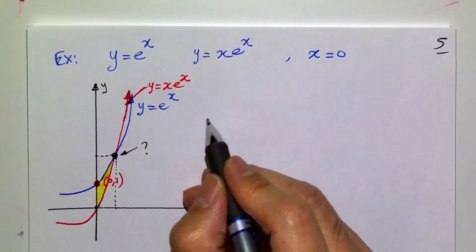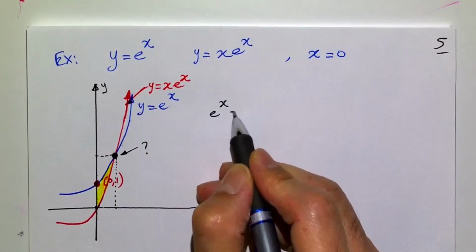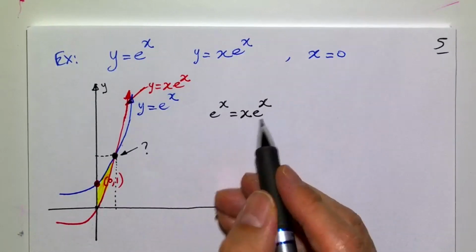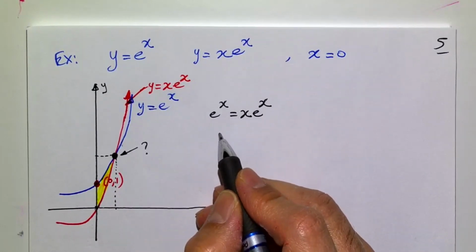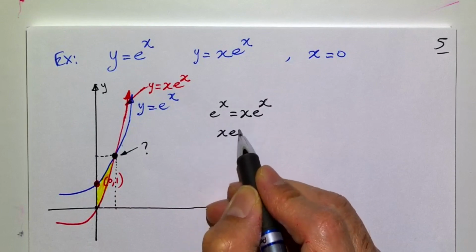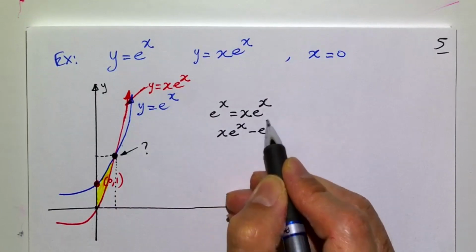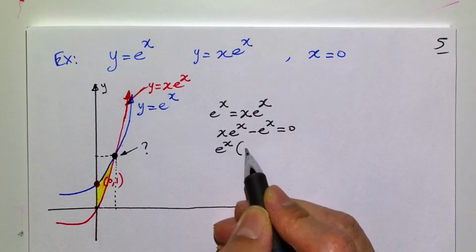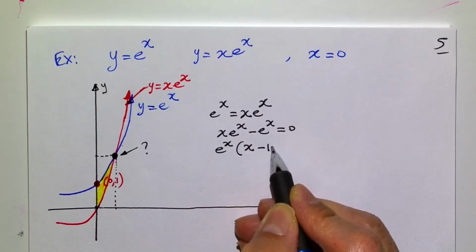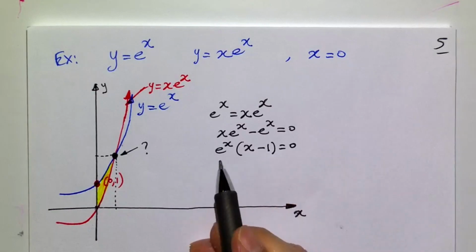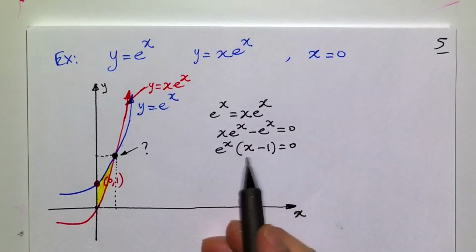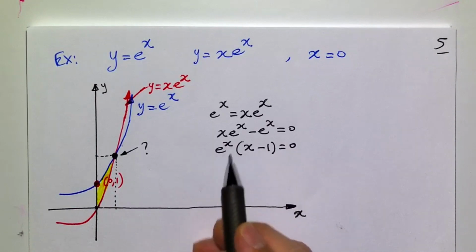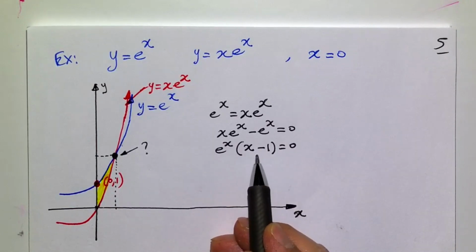So let's set them equal to each other. e to the x equals x times e to the x. Let's move both to one side. So we get x times e to the x minus e to the x equals 0. If we factor e to the x out, we get (x minus 1) times e to the x equals 0. Notice that for this equation to be true, either this factor has to be equal to 0, or this factor has to be equal to 0, right?